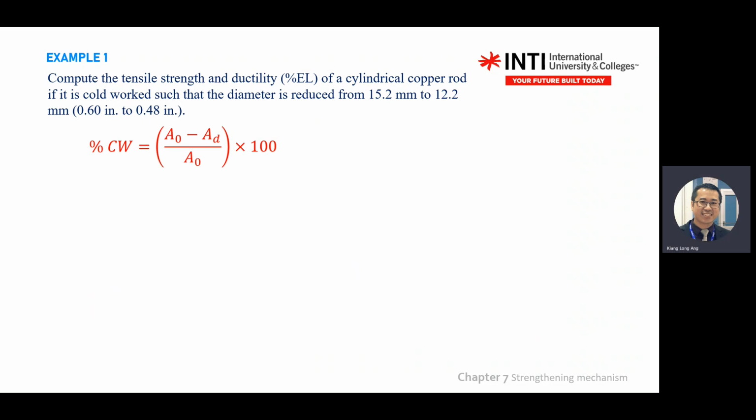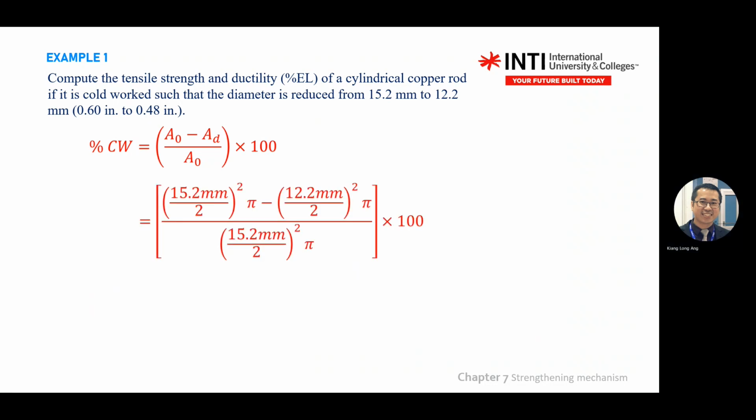How do you calculate the tensile strength? First, you calculate the percentage of cold work. You take the original area, the big number minus the small number, divided by the original area, times 100%. So what is the answer from your calculator? 19. Okay, 90%. There's a square there. So it's a calculation error, not 19, but it's 35.6%.